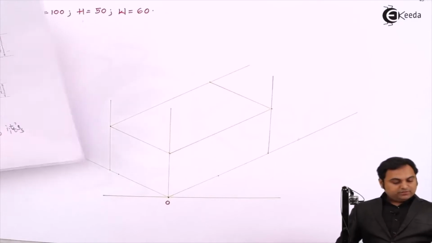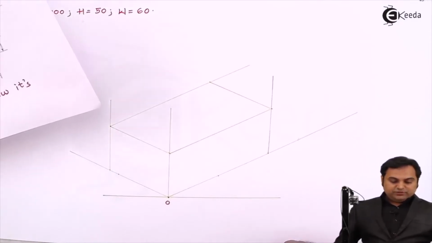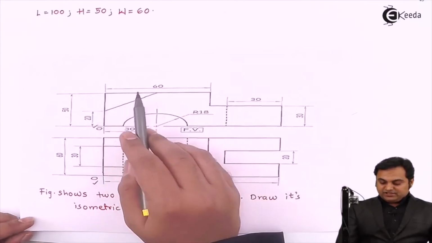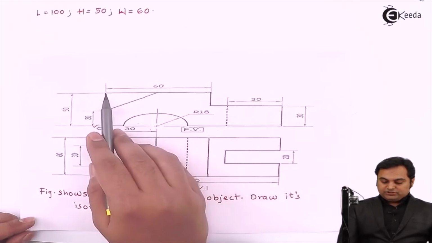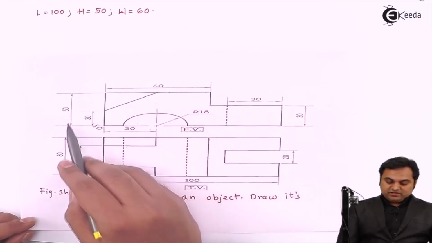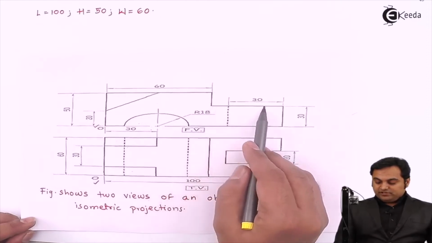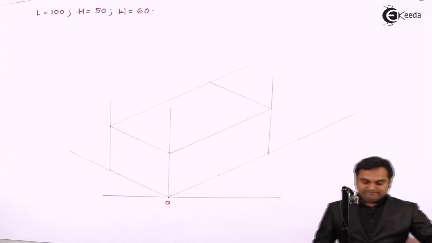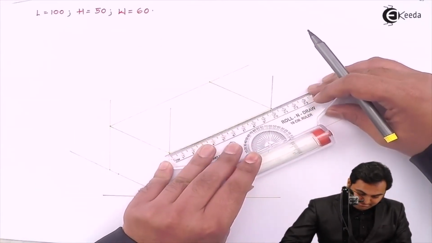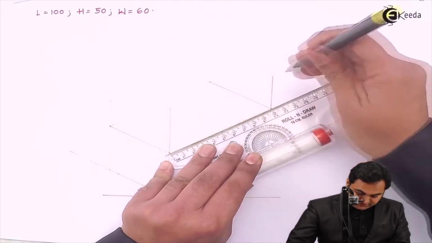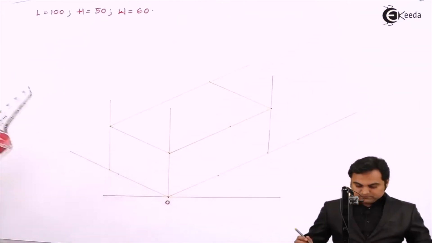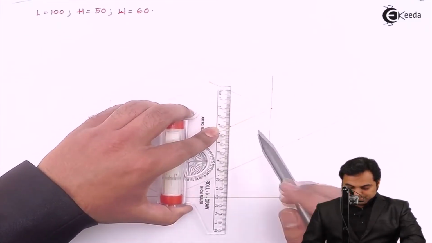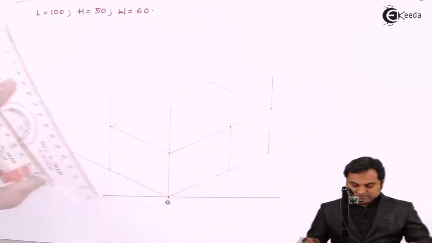And here the first thing I would be doing is, since I'll divide the length as 60 mm and 40 mm, because the 60 mm length is 50 mm above, whereas the remaining 40 is 30 mm above. So for that I am dividing the length as 60 and 40, and then projecting a vertical line through them, a light line.